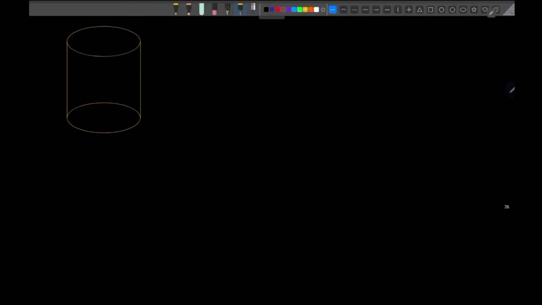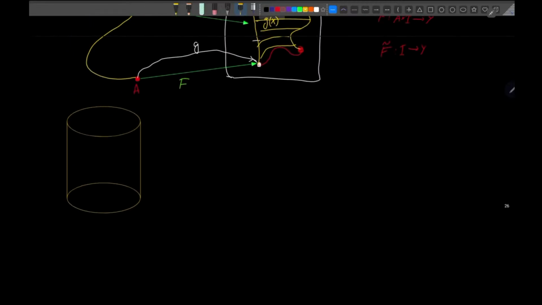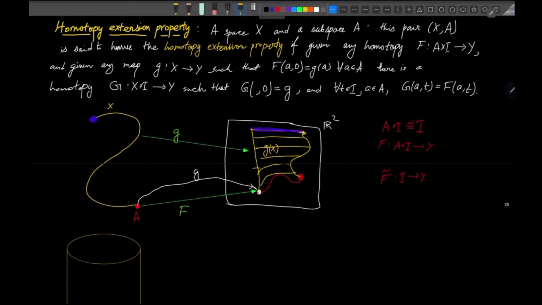Let's look at a non-example of this homotopy extension property, so that we relax one of the conditions and see that this does not really work out. Which condition should we relax? The obvious condition to relax is this condition right here, that the spaces have to agree.